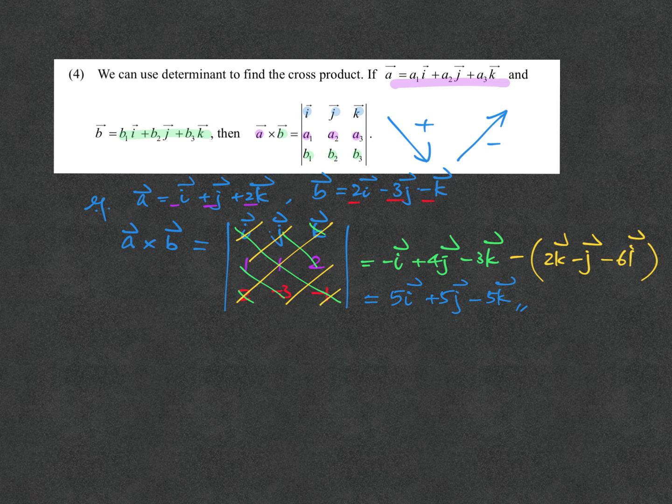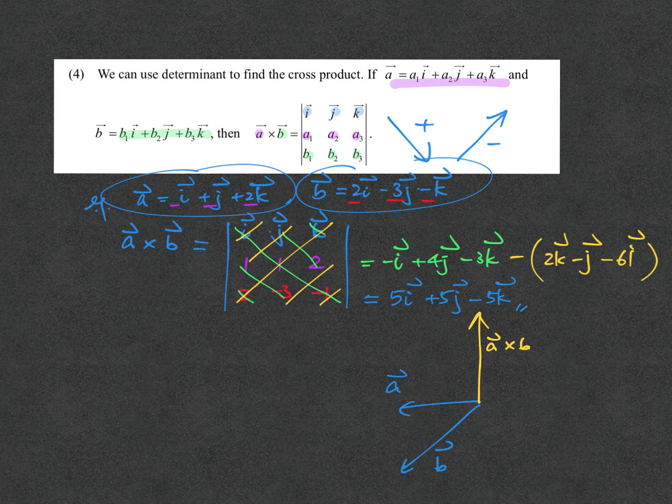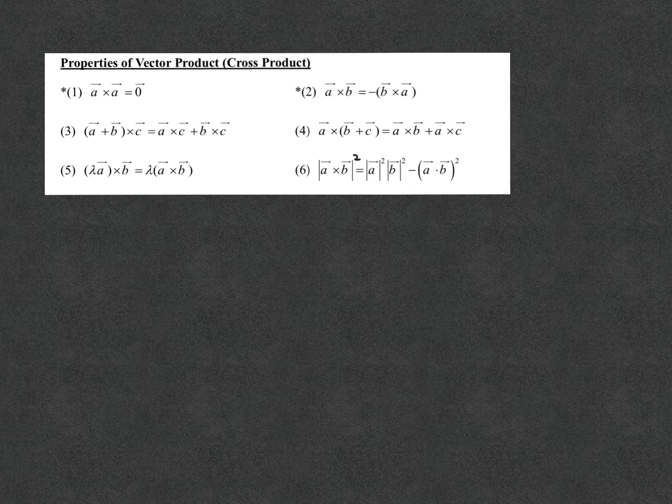This is the cross product of A cross B vector. If you really want to draw a picture to illustrate the idea, it will be like A vector, B vector, in these two directions given by the question itself. Whereas when you get A cross B vector, it is perpendicular to both A and B vector individually, and the outcome will be 5i, 5j, and minus 5k vector. So I wish you have a brief idea of the meaning of cross product and how to find it.